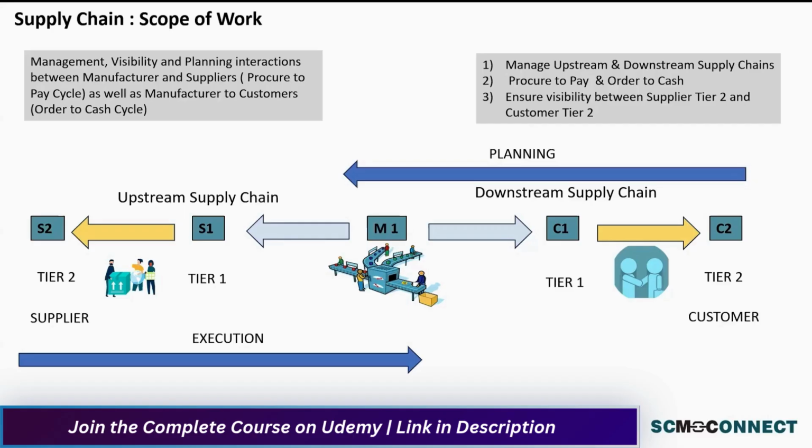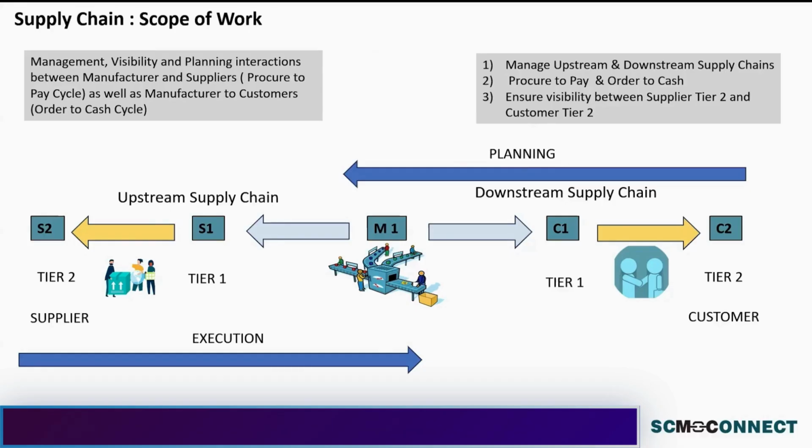So whenever we talk about planning, it will start from the customer, and it will go all the way to your production systems and all the way back to your procurement cycles, right? Your suppliers. And execution will start from suppliers all the way to customers.